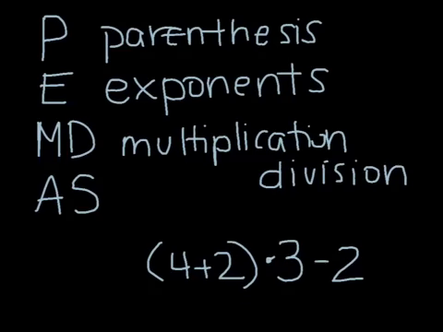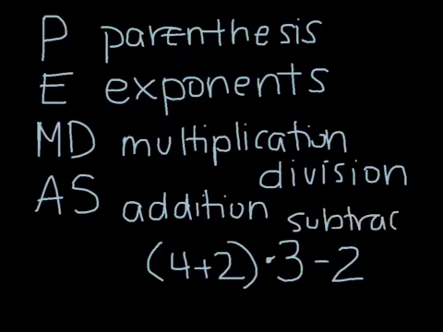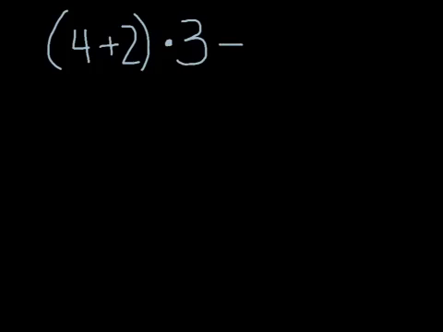Finally, we do the addition or subtraction as it appears in the problem. Don't worry, we're going to go over an example again right now. Using that same example of 4 plus 2 in parentheses times 3 minus 2. The first thing we do is the P, which is parentheses. So I'm going to do 4 plus 2 is 6 times 3 minus 2.